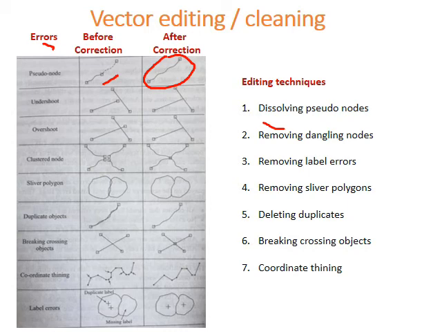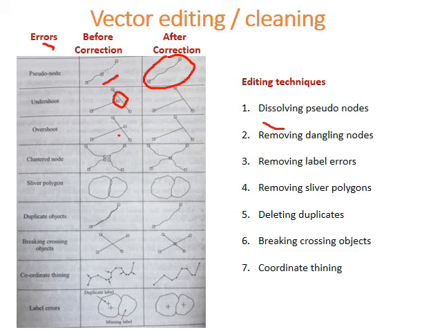Supposing you draw this for a river, and if the connectivity for the river is missing here, then you may not do any flow analysis here. So before going for your analysis, you have to correct this error, which is the undershoot error. Bring this node and snap it on the line. That process is called removing the dangling node.